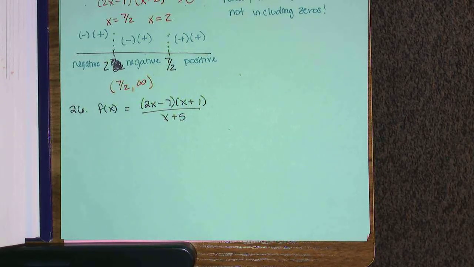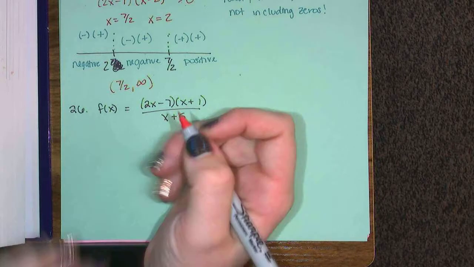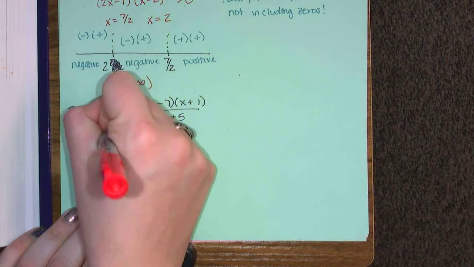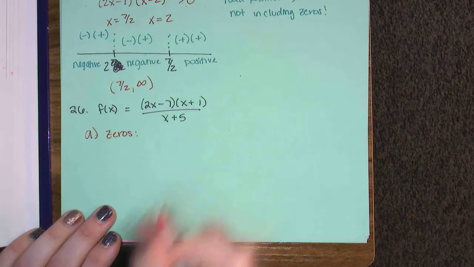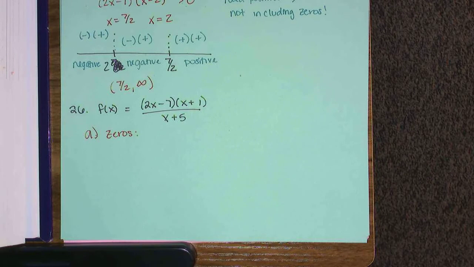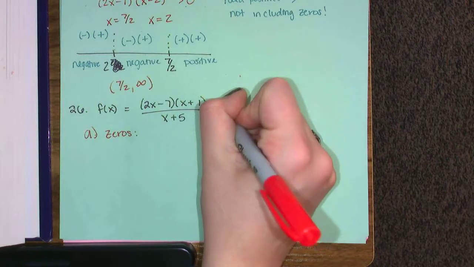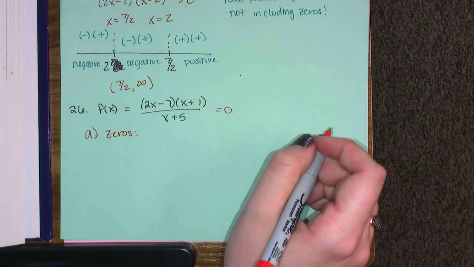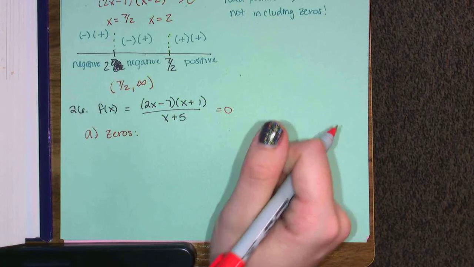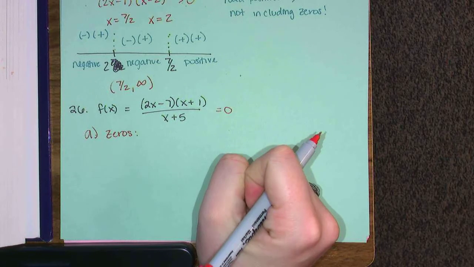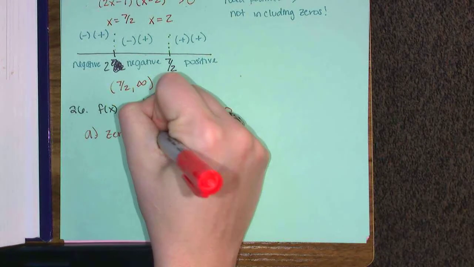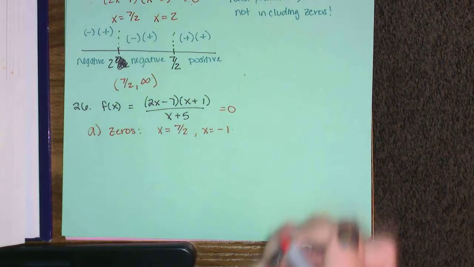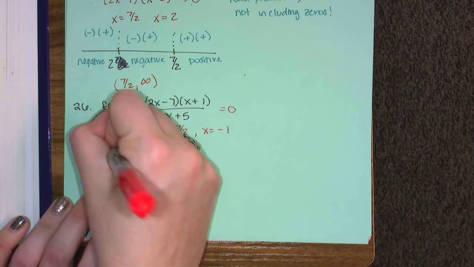So first I want to find the zeros. That's the first thing it asks for, so that's part A, to find the zeros. So where would they be? If I set this whole thing equal to 0, the bottom is going to go away when I multiply. So basically my zeros just come from the top. So what are they going to be? X equals 7 over 2. X equals negative 1.